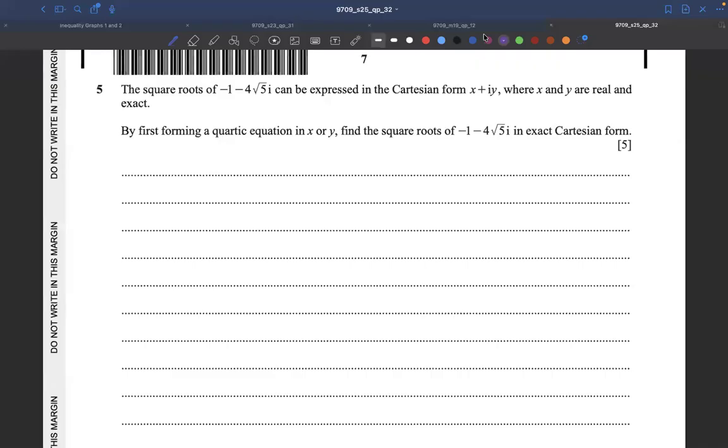In question number 5, the square roots of -1 -4 root 5 iota can be expressed in the form x plus iota y. By first forming a quartic equation in x or y, we have to find the square roots of -1 -4 root 5 iota. Now, this is a complex number, and the square root of this number will also be a complex number, which is x plus iota y.